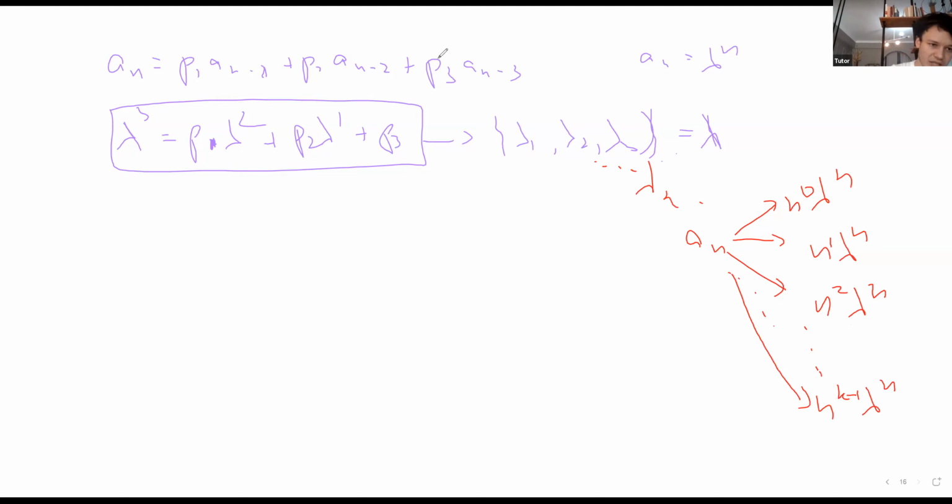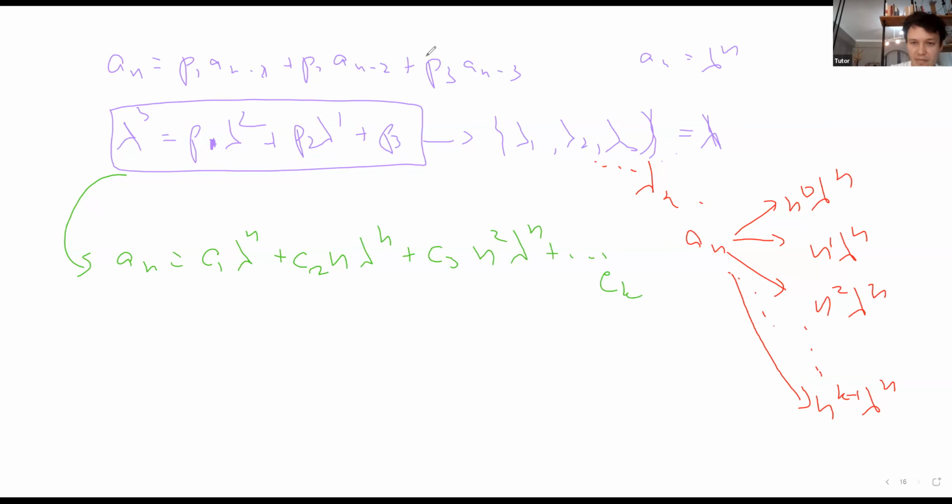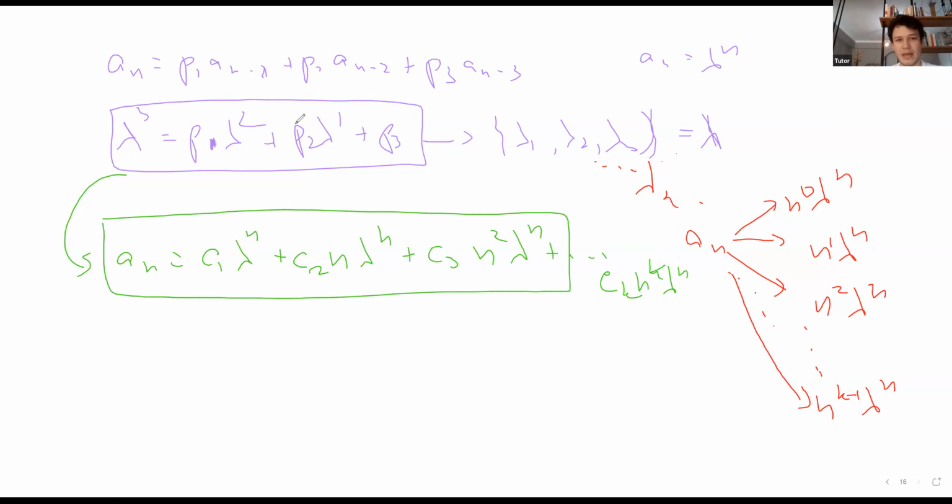In this case, a_n is going to be equal to c1 lambda to the n plus c2 n lambda to the n plus c3 n squared lambda to the n. And then you may have more terms, like c_k n to the k lambda to the n, if you want to have more terms, but you can just stop at 3. So 90% of the time, you're only going to have two roots. Maybe 5% of the time, you're going to have this. And then maybe 0.001% of the time, you're going to actually have this extra term here. So I guess this is how it generally looks.